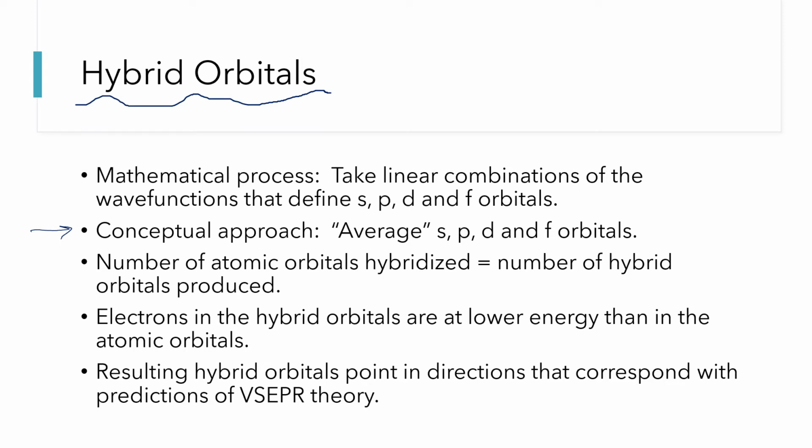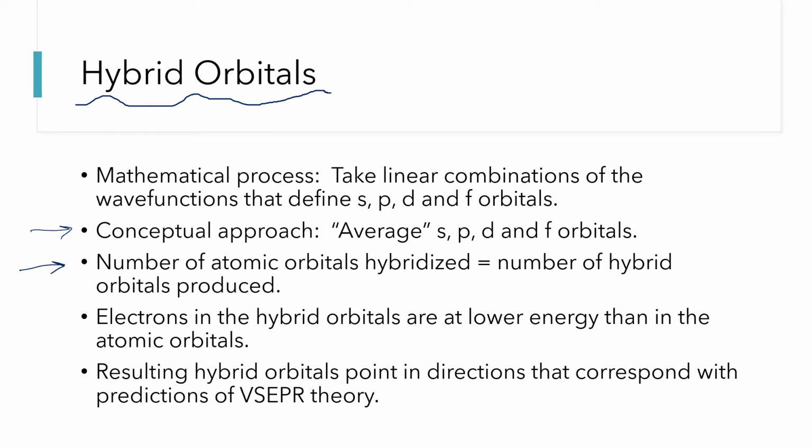These averaged orbitals are going to follow some rules. When we do this hybridization or averaging process, if we start with 3 atomic orbitals, remember atomic orbitals are the s, p, d, and f ones, we're going to end up with 3 hybrid orbitals. So however many orbitals go into this process, we're going to have that same number coming out.